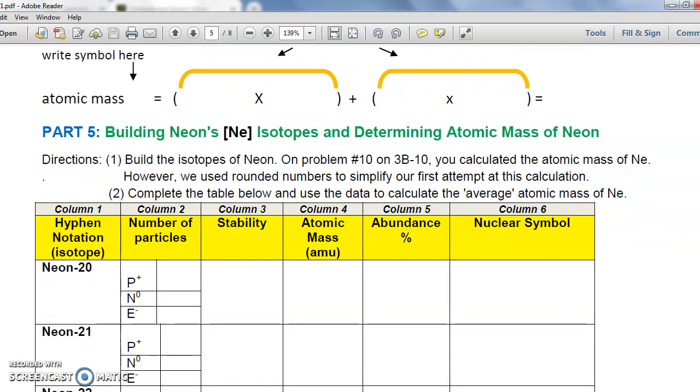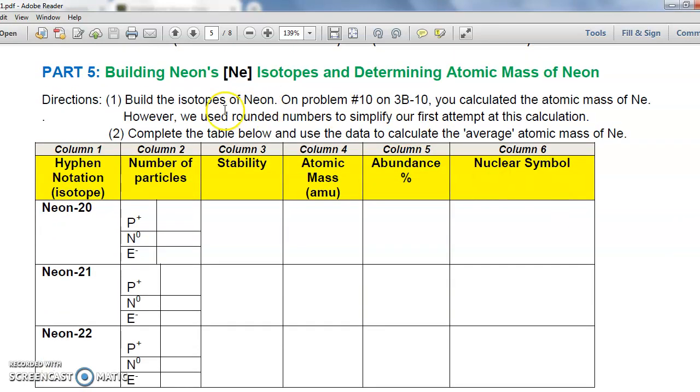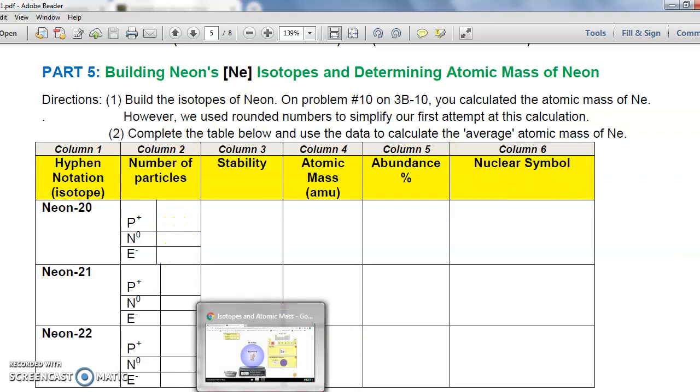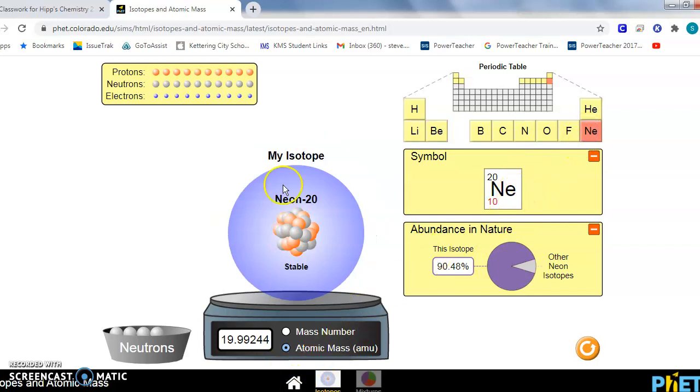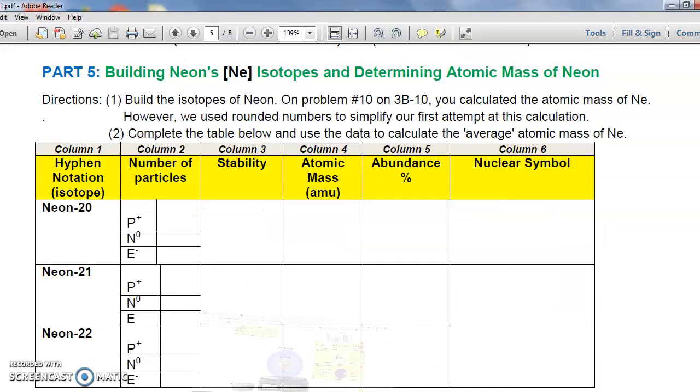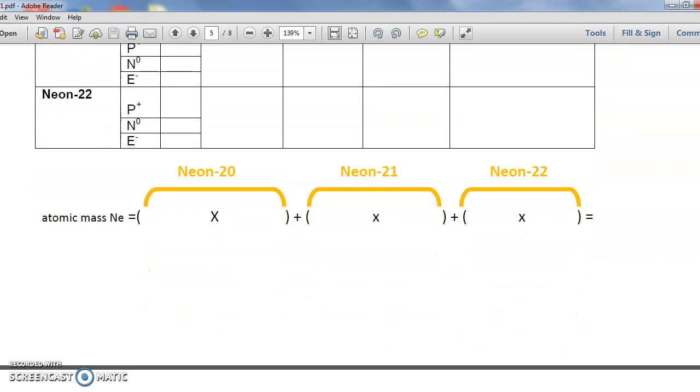Part 5, you're going to build neon, and you're going to build neon's isotopes. So on our simulator, you would click on neon, and you would go to work, building the different isotopes. Neon 20 must be one of them. As we see right there, neon 20 is one of them, and then you need to build 21 and 22. Fill out the table, calculate the atomic mass of neon.